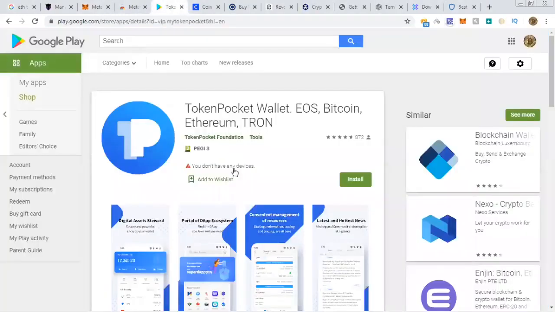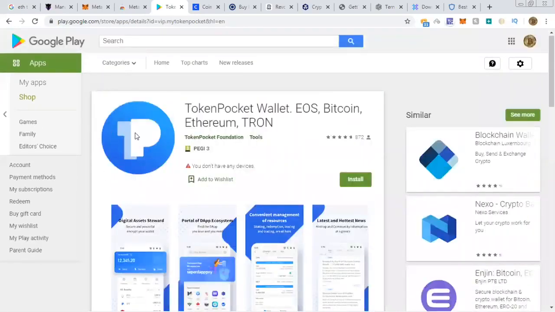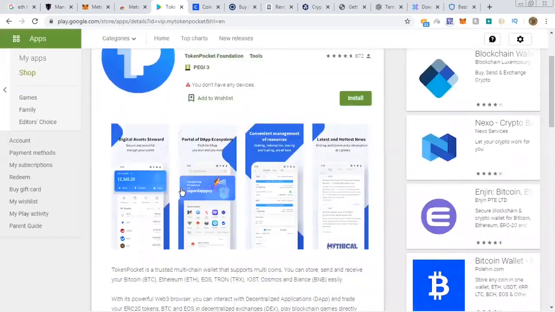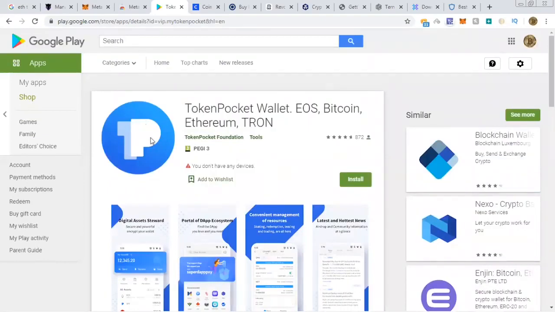And then there is Token Pocket, which will be an option for iPhone users that you can use. Now this is showing because it is available for Android devices, but it's also available for iOS as well. Okay. I just happen to be looking at the one that I already pulled up, but the Android device.